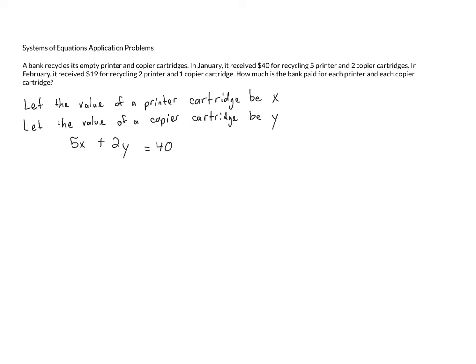Well, 2 printer cartridges, we can represent that value as 2x, and 1 copier cartridge, we can represent that as 1y, or just y. And in total, that gave them $19. So we've got 2x plus 1y, or plus y, equals 19. Now we have a system of equations which we can solve for x and y.